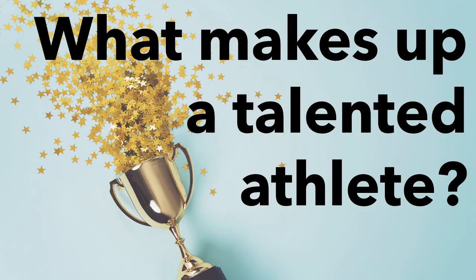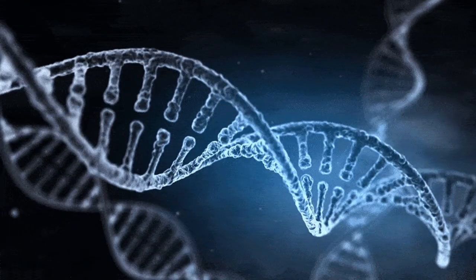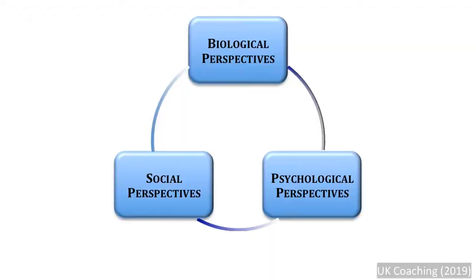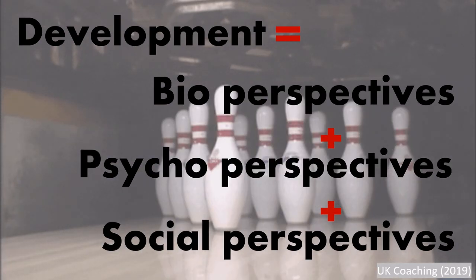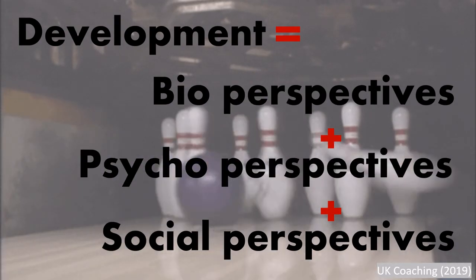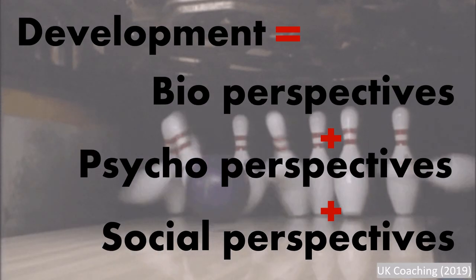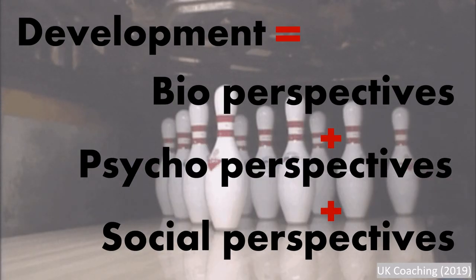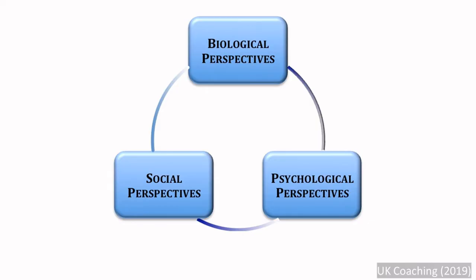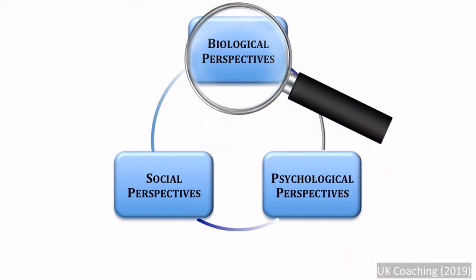In this series we will explore what it is that makes a talented athlete. This is the first video of the series and today we will explore the biological factors and their effects on the athletes. First, I would like to introduce the Biopsychosocial Model by UK Coaching. They believe that development happens through biological, psychological and social factors, and these factors often connect and play a significant role in human functioning. Today we will focus on the biological part of the model.